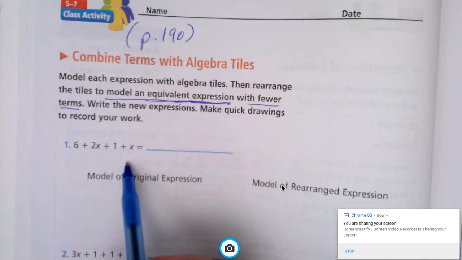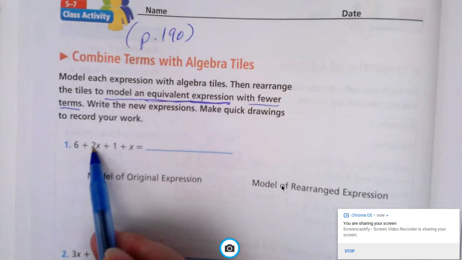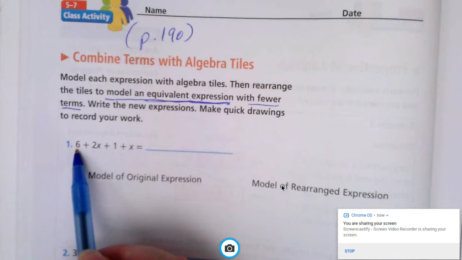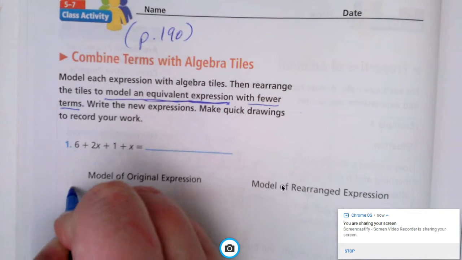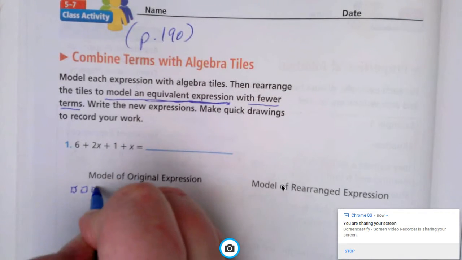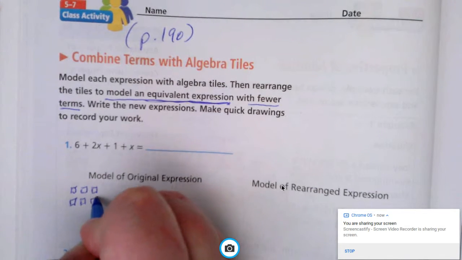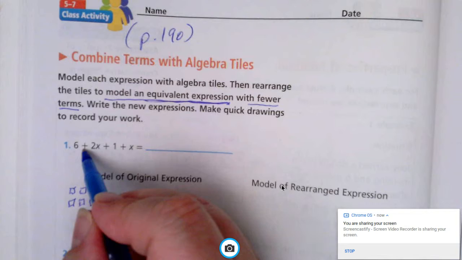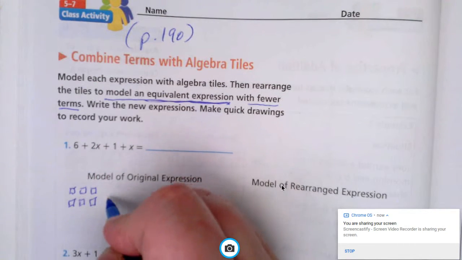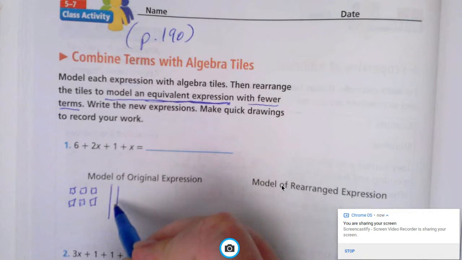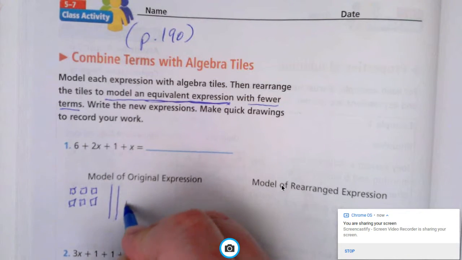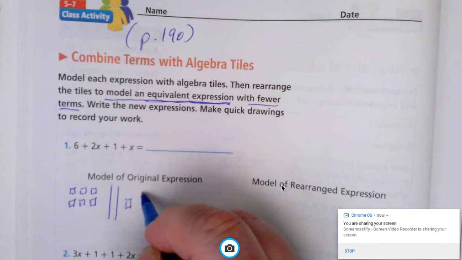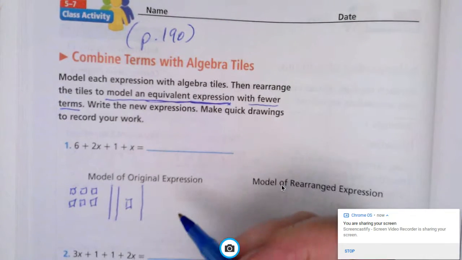So here's a model of the original expression. Let's think about this. Six would be each of those tiles, right? Number tiles. So we could do a little square, 6 of these small squares, or you could do dots, plus 2 of the rectangular tiles, which are 10 each, right? Plus 1 more small tile, plus another long 10 tile, rectangular tile.